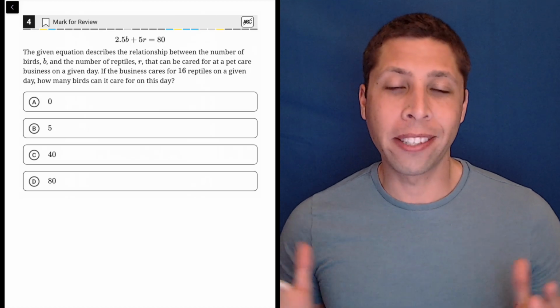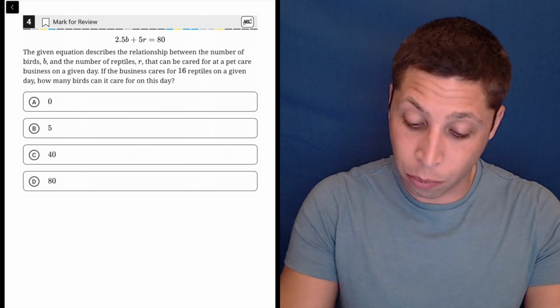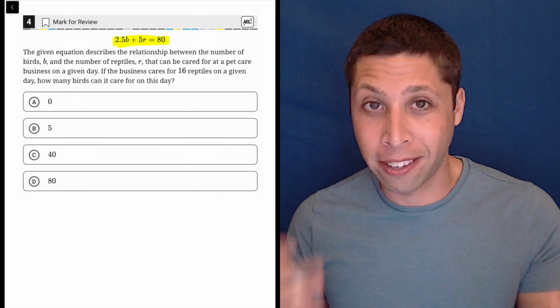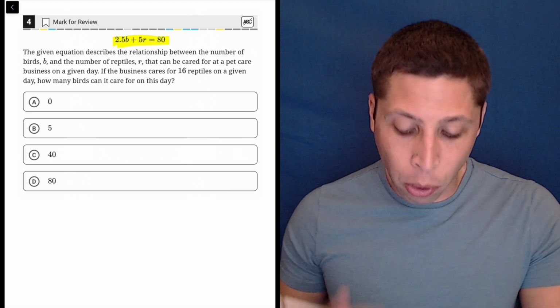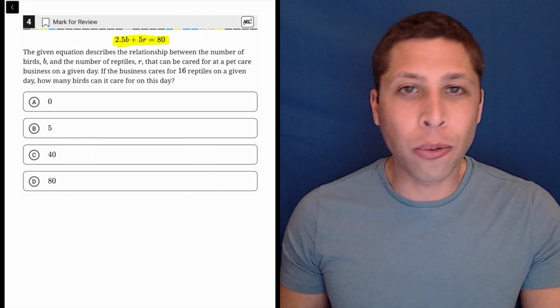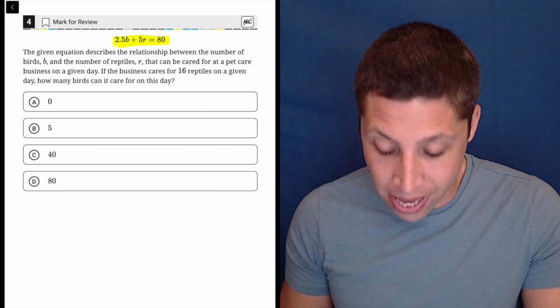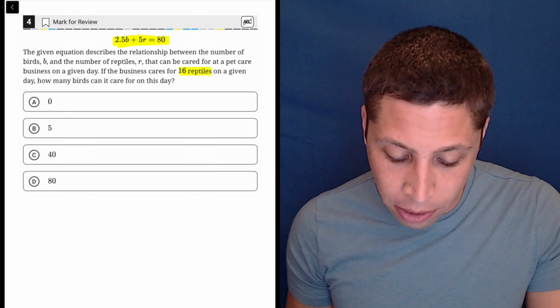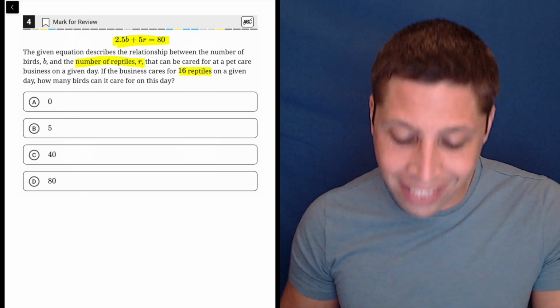This question is a simple example of plug points into equations. We very clearly have an equation, right? They just put that right up front, but we're also given a point. And I know that there's a story, and so we don't think of it as like an XY coordinate, but it kind of is. They're telling us that there are 16 reptiles, and R represents the number of reptiles.